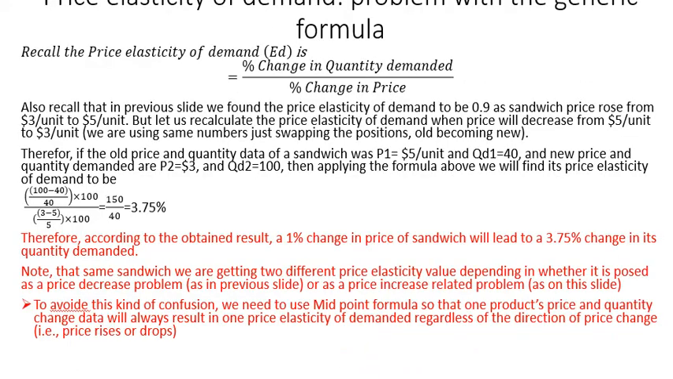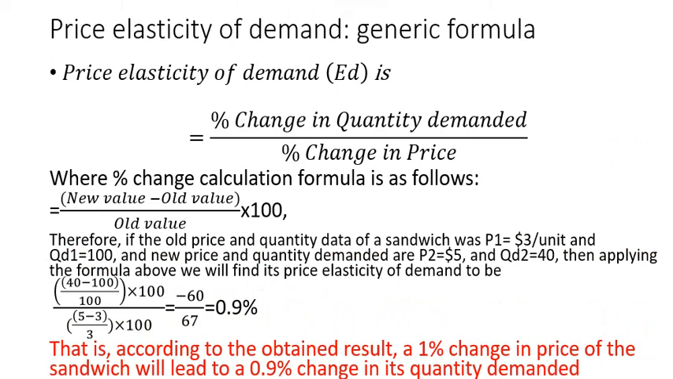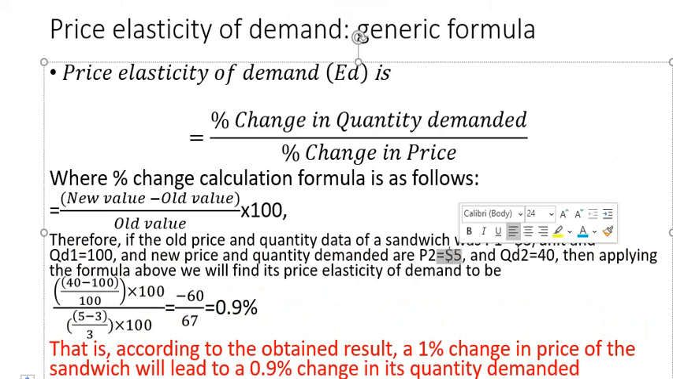when the numbers change position. In other words, we just did a price increase related problem, right? It was $3 a piece first, and it became $5 a piece, and as a result we found the price elasticity of demand to be 0.9.